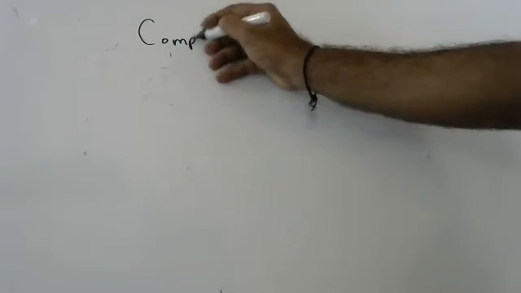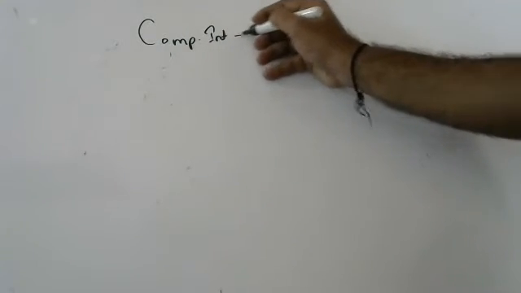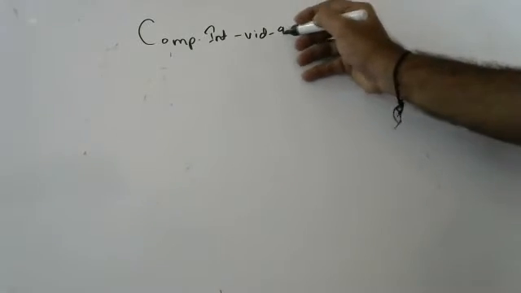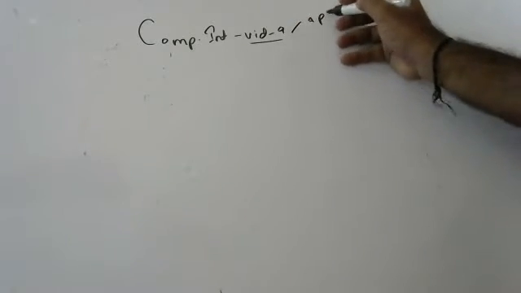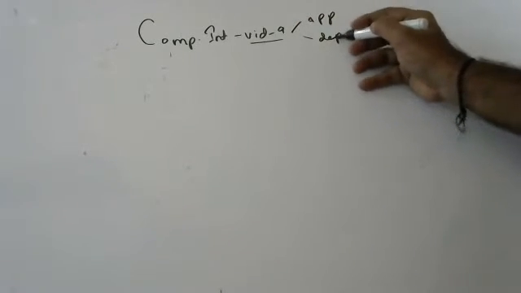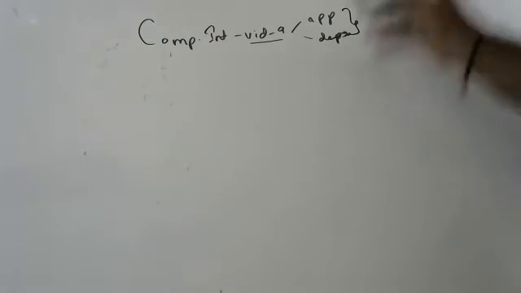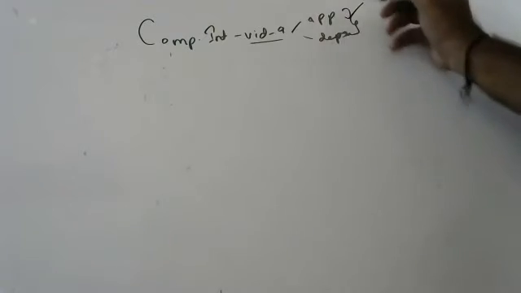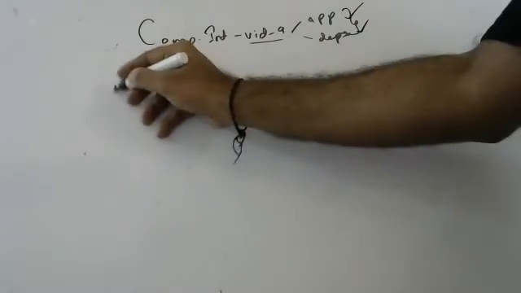Yeah, children. So coming to compound interest, video 9. Today we will discuss appreciation and depreciation. Continuously we will discuss 10, 15 sums on appreciation and 10, 15 sums on depreciation. First I will show appreciation.